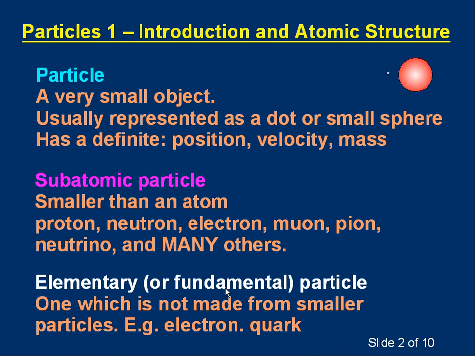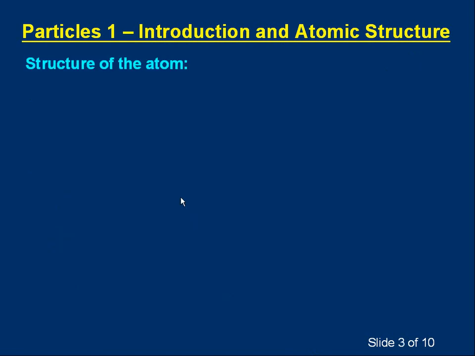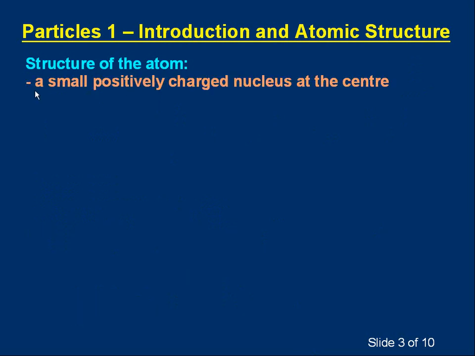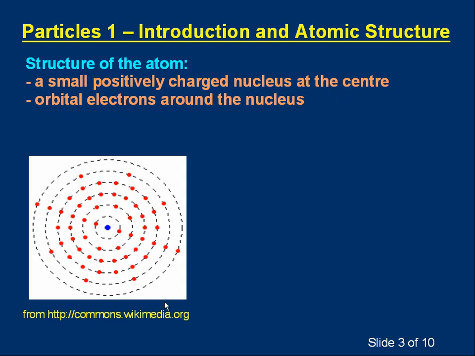Let's talk about the first main topic, which is the structure of the atom. A quick overview to start with. First, you probably already know that at the centre of every atom we've got a small positively charged nucleus. And around the nucleus we have orbital electrons. So a typical diagram of an atom you'll find in many textbooks might look something like this.